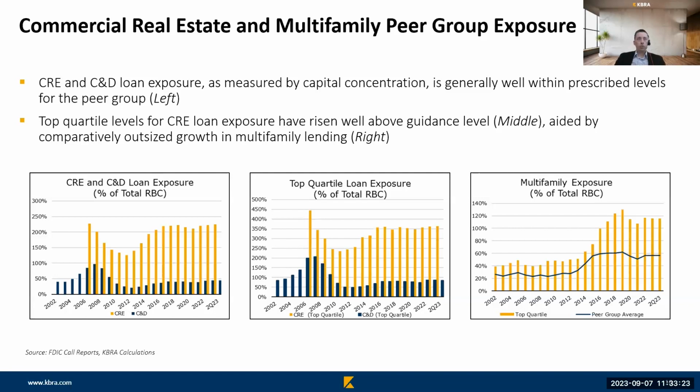Do have a question here I wanted to ask related to the concentrations. For the top quartile of banks that have noticeably higher exposure, are there any mitigants or is their risk tolerance simply higher?